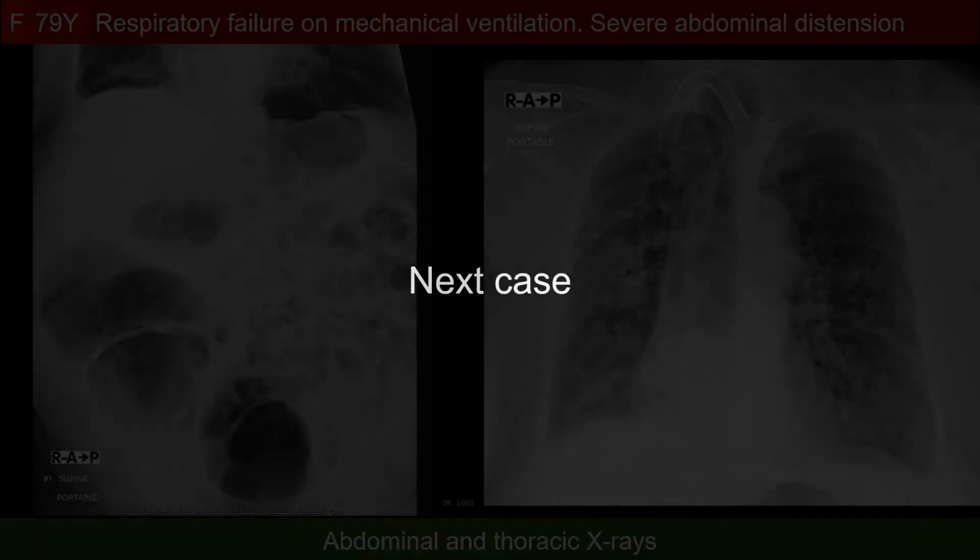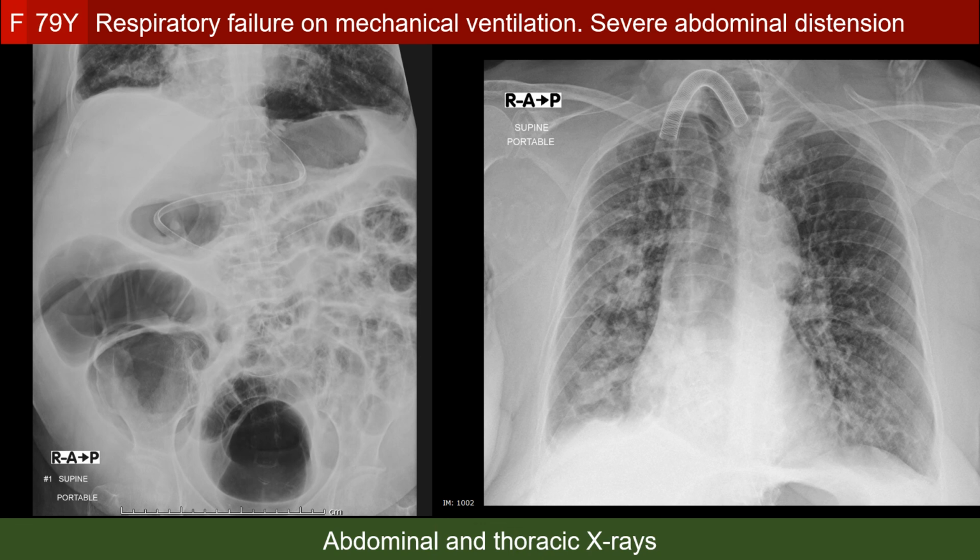The next case is a female, a 79-year-old with respiratory failure on mechanical ventilation, and she developed severe abdominal distension.